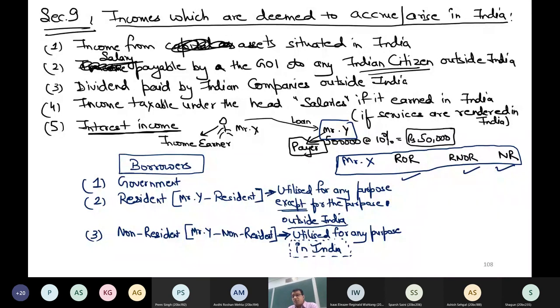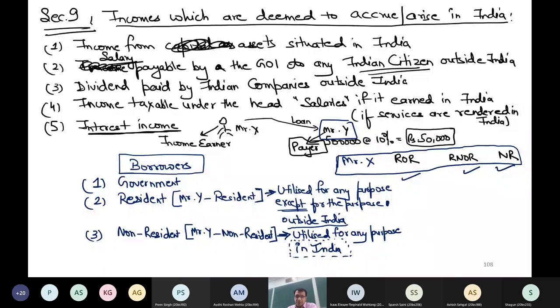Since it is a separate provision of interest, I need to apply section 9. Section 9 says that if your borrower is resident, then whatever interest income you are earning, we will assume that income to be accrued or arise in India. So this interest income earned from a resident is always deemed to accrue or arise in India, but in one case it is not treated as income deemed to accrue or arise in India. What is that one case? If this resident borrower has utilized the amount which he has borrowed for any purpose outside India, only in that case it is not treated as deemed to accrue or arise. Otherwise, it is treated as deemed to accrue or arise.